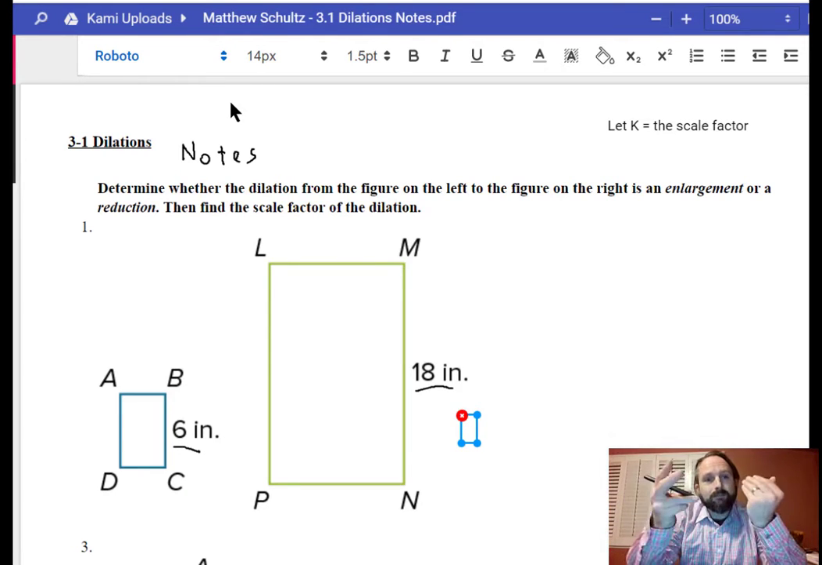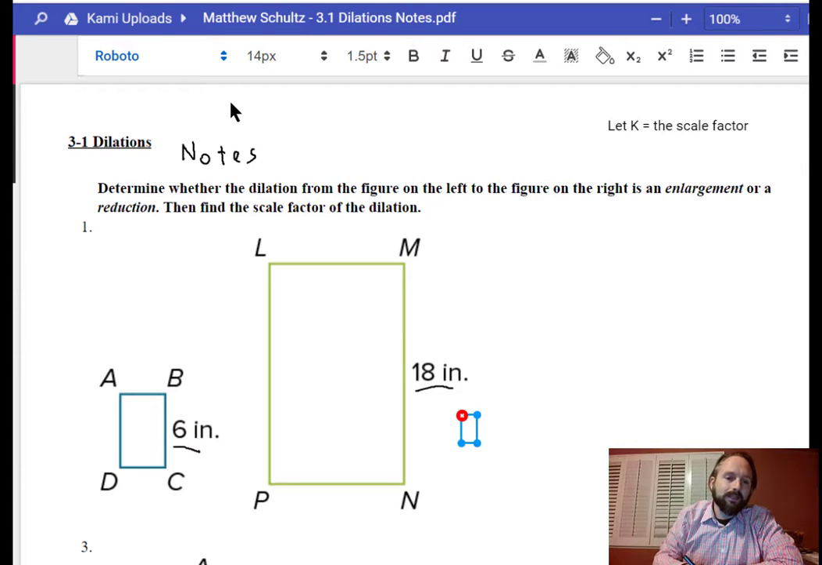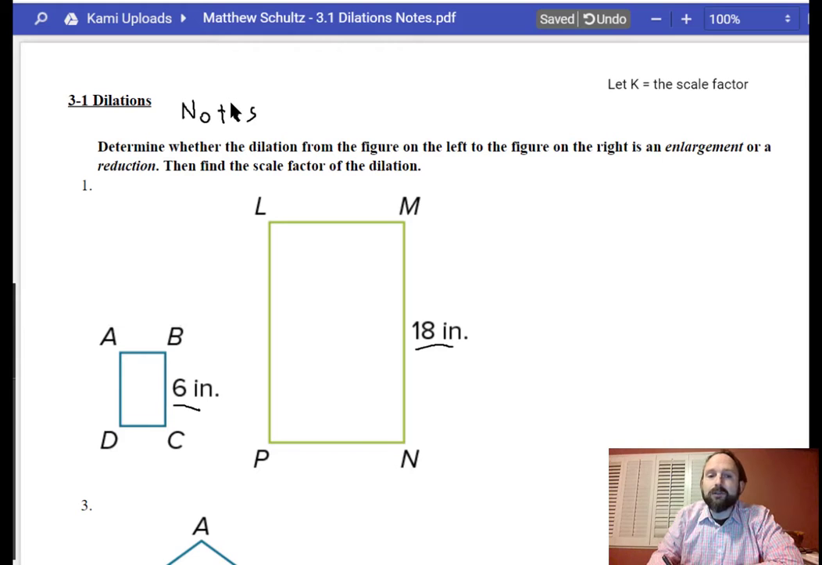So if we look at it, we can see that the left is 6 inches and the right is 18 inches. So we're going to write this out. We're going to write, hey, it's going to go from 6 inches to 18 inches. So there's actually an equation we can write. We can write 6 inches.